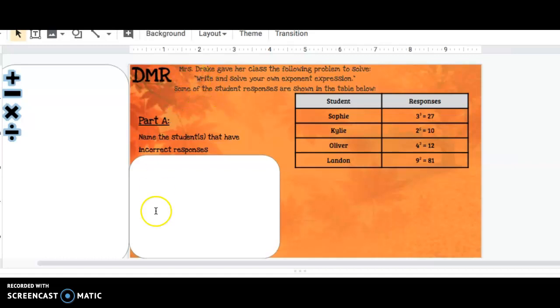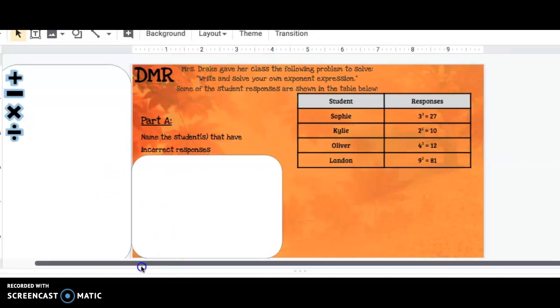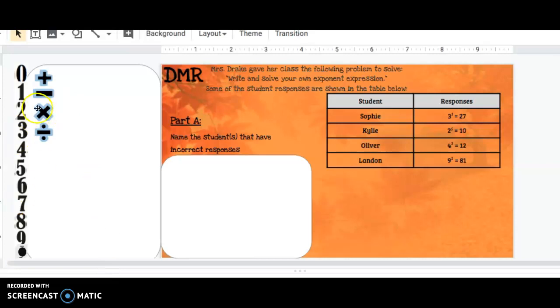So let's begin. Before we begin, I have my workspace over here for you, and I also have some more over here if you need it. It says Mrs. Drake gave her class the following problem to solve. Write and solve your own exponent expression. Some of the students' responses are shown in the table below. You have Sophie, Kylie, Oliver, and Landon. They all have their responses that they've created.